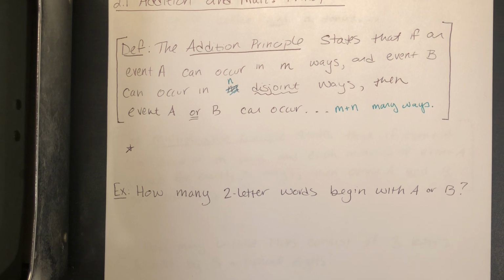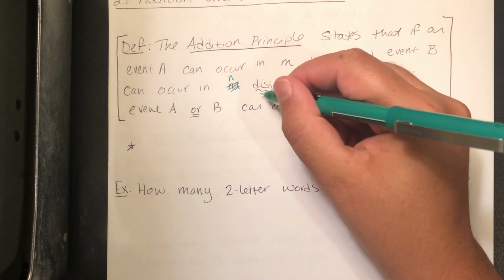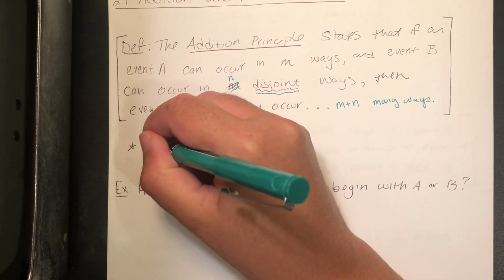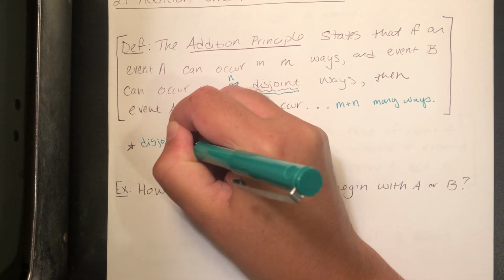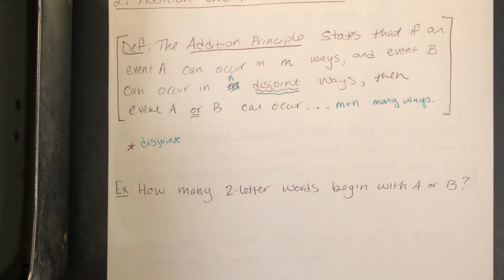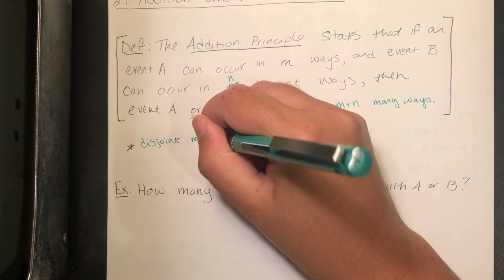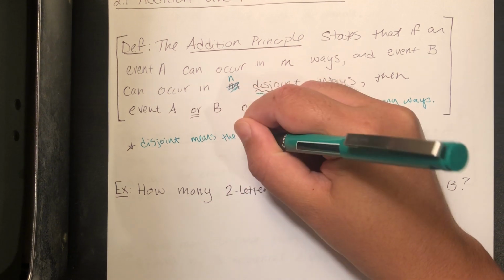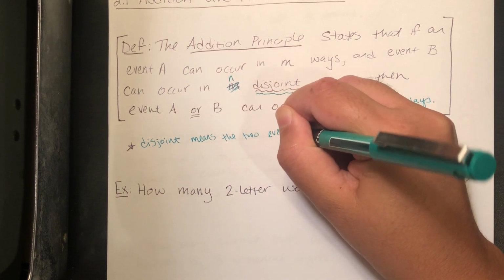Now, one thing that we want to be careful about here, when we say disjoint, what that means is pretty much exactly what it means when we talked about set theory. Disjoint sets were sets that don't have anything in common. So when we're talking about these 2 events, we need to make sure that these events don't have any overlap. Right? Disjoint means the 2 events have no overlap.